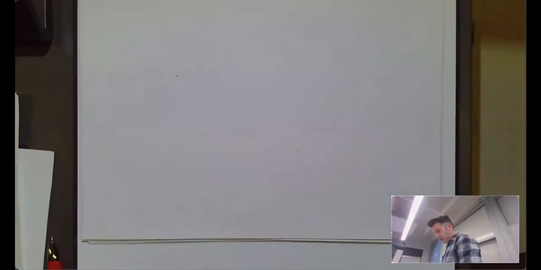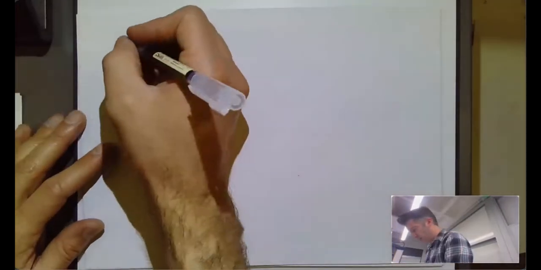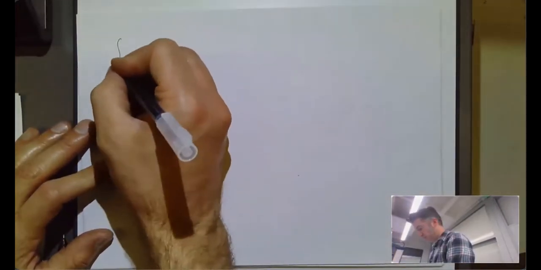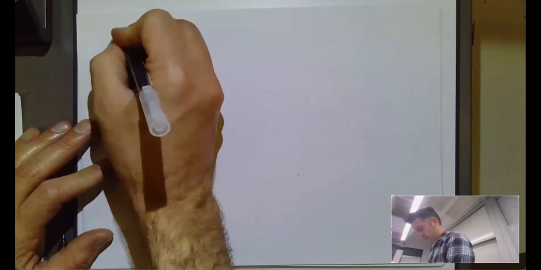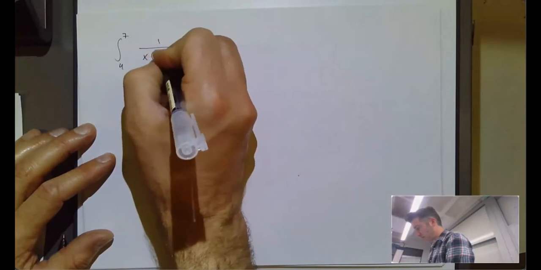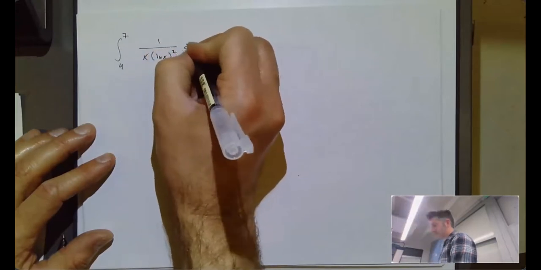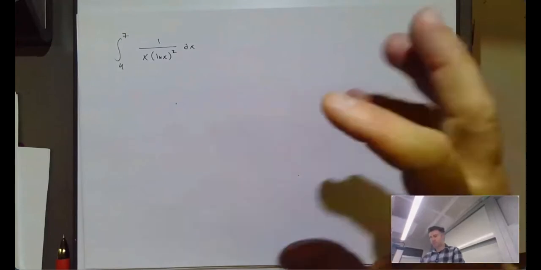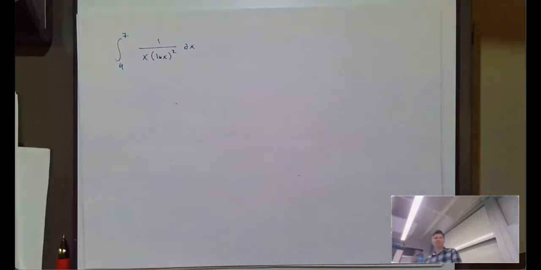Let's do the following. Let's say I want to find the integral from, say, 4 to 7 of 1 over x times the natural log of x squared. I don't know how to anti-differentiate that.